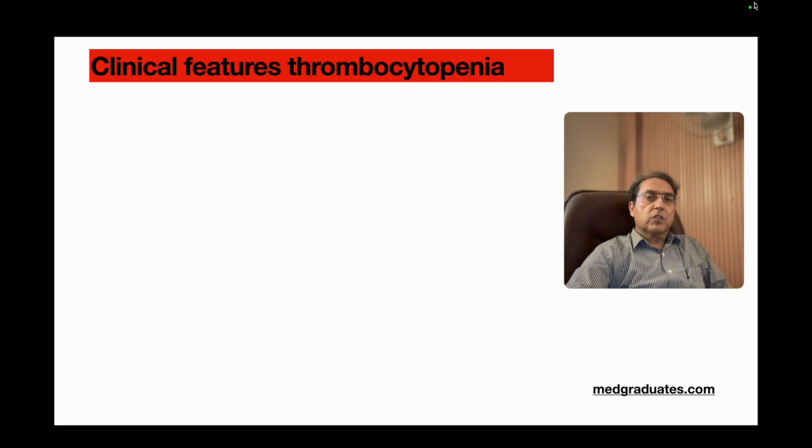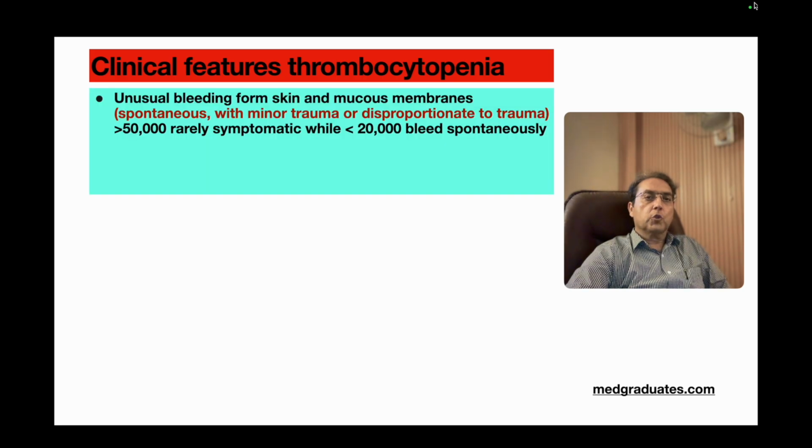Now, what are the clinical features of thrombocytopenia? This is an unusual bleeding from skin and mucous membranes. The bleeding can be spontaneous, it can be with minor trauma, or it can be disproportionate to the trauma. Patients who have platelet counts more than 50,000 generally are asymptomatic, and patients who have a count less than 20,000 tend to have spontaneous bleeding. The patient may also have a history of fever, weight loss, drug use; go for nutritional assessment, and family history also should be taken because these patients may be suffering from secondary thrombocytopenia. Look for the features of diseases which can precipitate or cause secondary thrombocytopenia.